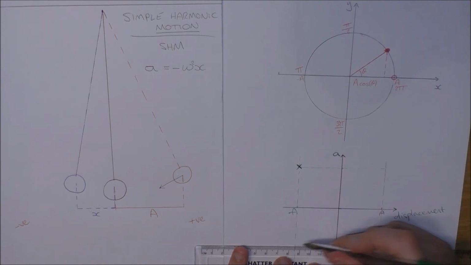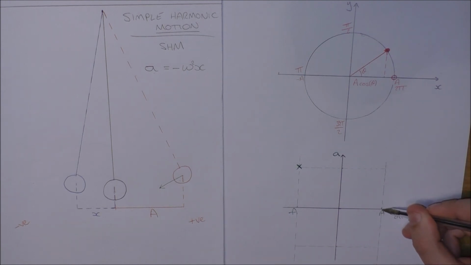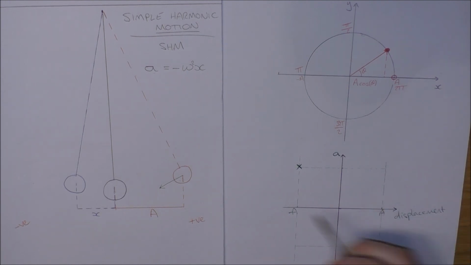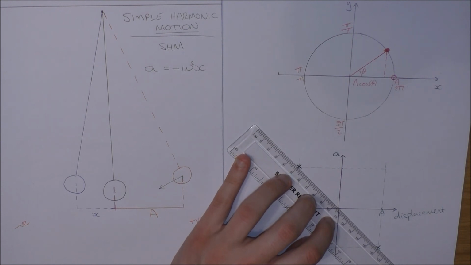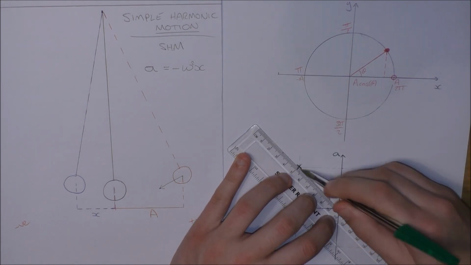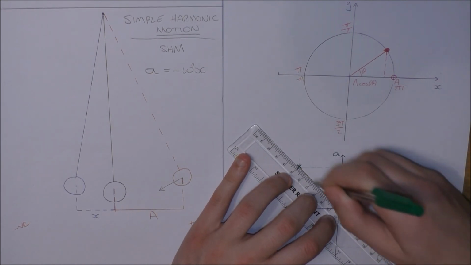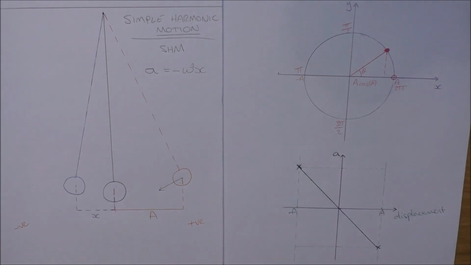And when we have a maximum negative acceleration, like we said here, we have a maximum positive displacement. So that goes there. And we have this very important graph which shows that proportional relationship between acceleration and displacement. So that's simple harmonic motion. We're going to analyse this a little bit further in a later video.